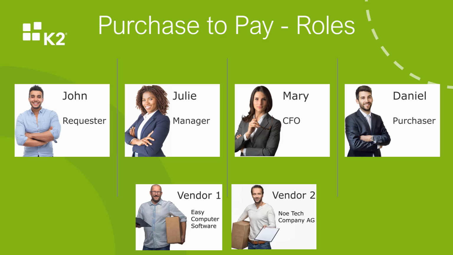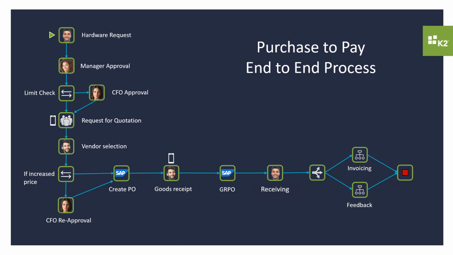Now let's have a look how all these roles collaborate in an orchestrated digital process with K2. John creates a hardware request on a digital K2 smartphone. That shows him direct information from SAP, identifies based on his user context the assets he is allowed to order, and of course determines his line manager. This is Julie. She gets an automated task assigned to approve John's new hardware order.